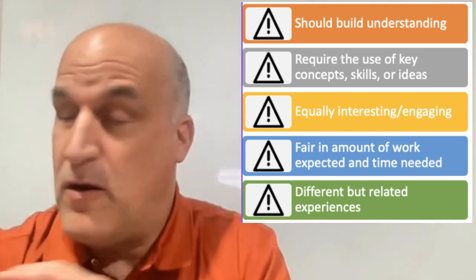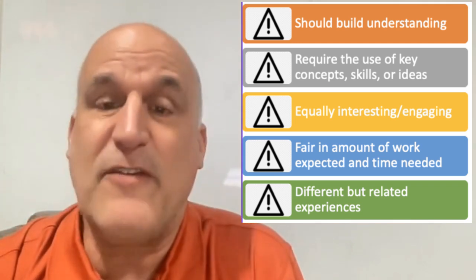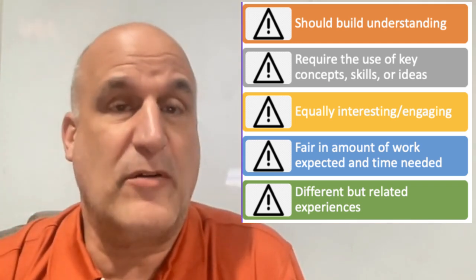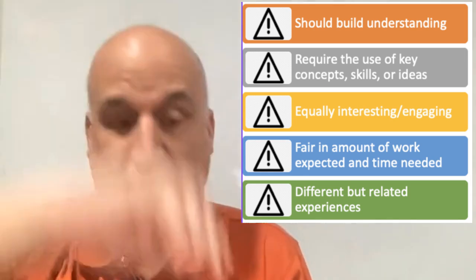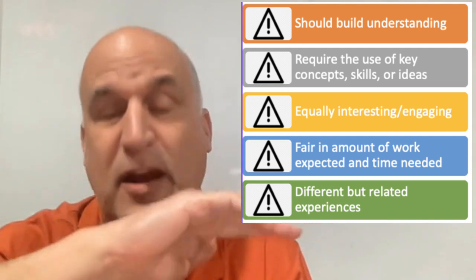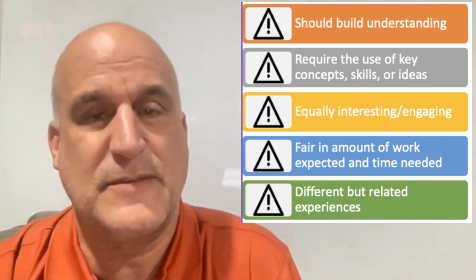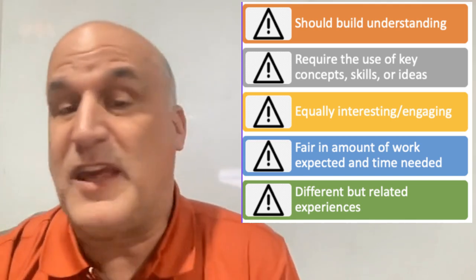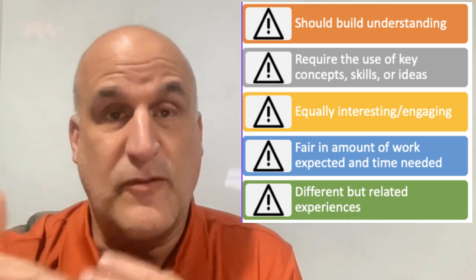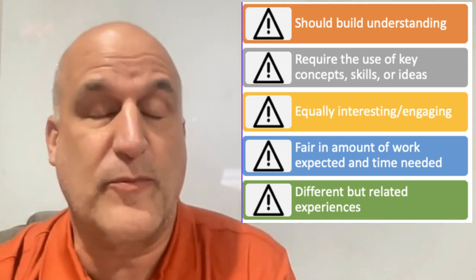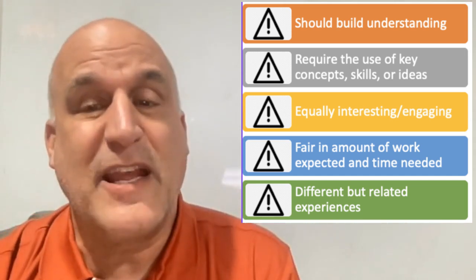First off, all the tiers should build understanding. Now, the level of understanding may vary, but they should all build an understanding. Some students may already be here, so you have to build it up to here. Some students may be here, and you have to build up to here. It's just going to depend on the level of your students as determined by the pre-assessments. All of them have to have key concepts, skills, and ideas that would be expected for someone to learn this particular learning objective. They all need to be equally interesting and engaging.